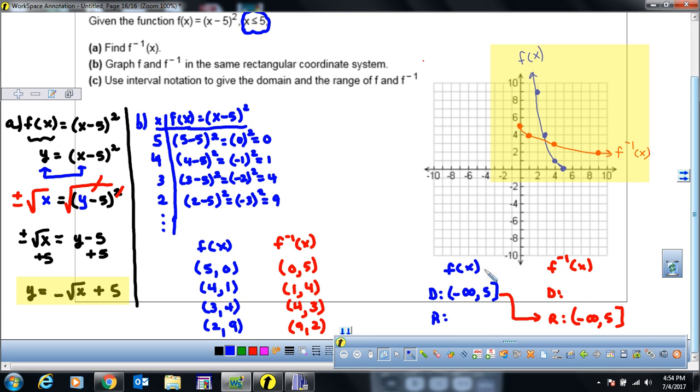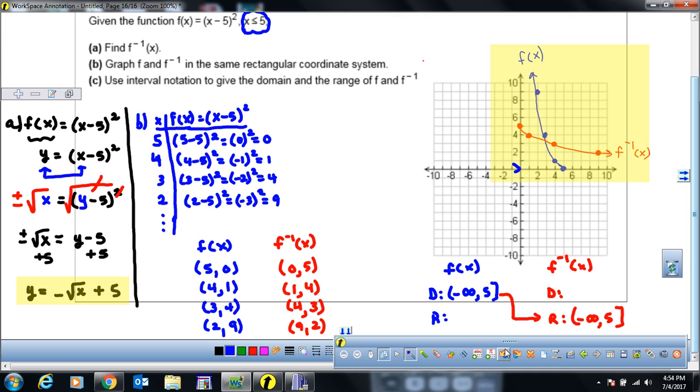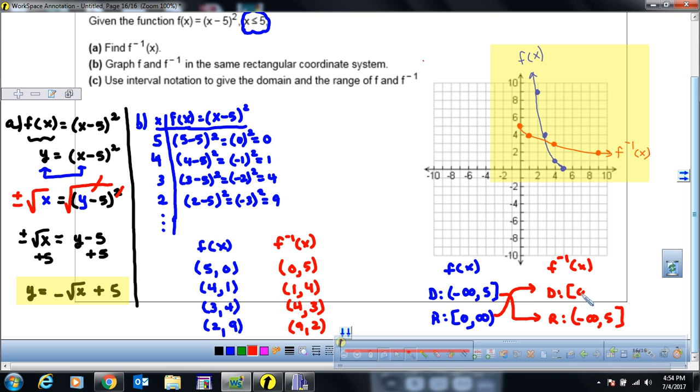Okay. Now, let's find the range of f of x. You see that the lowest value of y right here is 0. And on this graph, what is the highest value of y? Since the graph keeps going up, it's going to reach all the way up to infinity. So it's going to go from 0, including 0, all the way up to infinity. So it's going to be bracket at 0, comma, infinity. And since the range of f of x is 0 to infinity, what does that mean? That the domain of its inverse is also 0 to infinity.